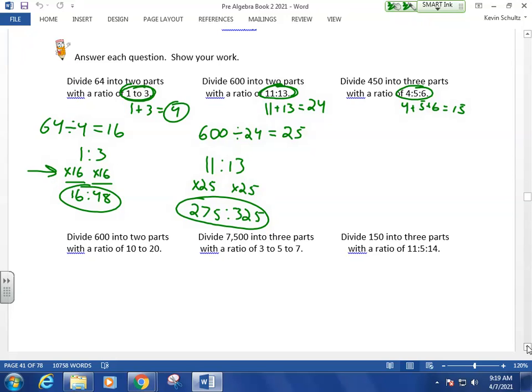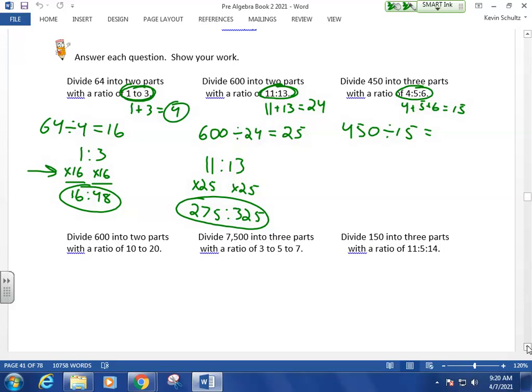What do we do with that? Connor? Take our whole and divide by 15 because that's going to give us the value of 1 unit. And we can use that to put it in the ratio of 4 units to 5 units to 6 units, right? So it kind of goes back to unit rate a little bit.